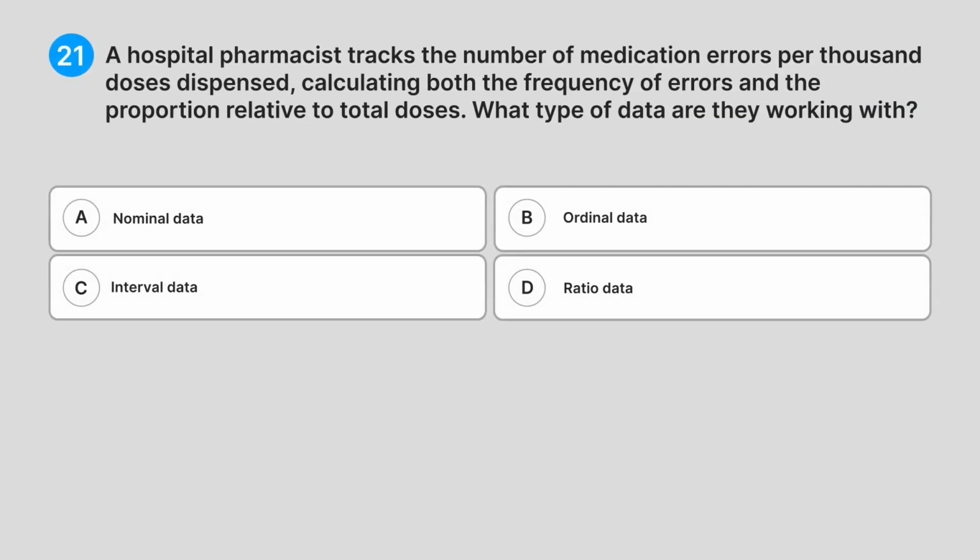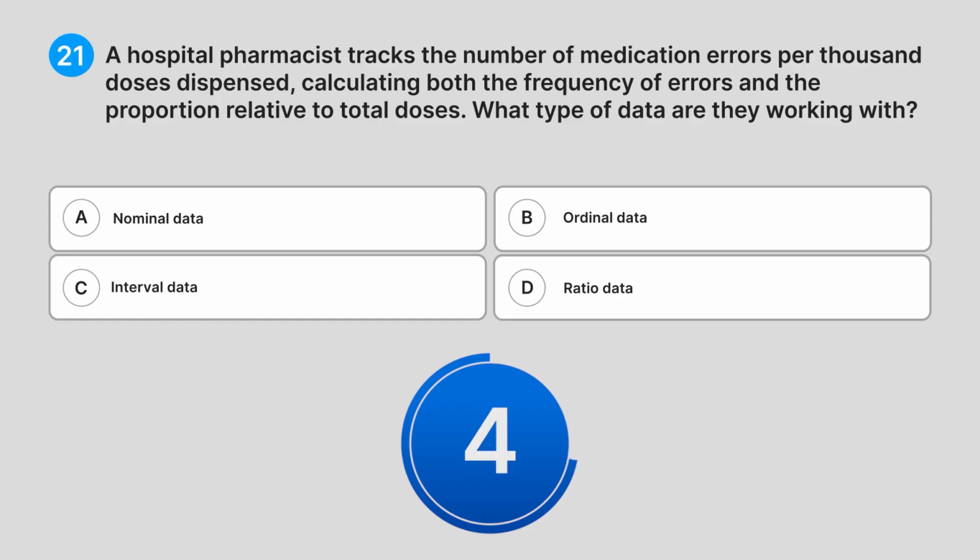21. A hospital pharmacist tracks the number of medication errors per 1,000 doses dispensed, calculating both the frequency of errors and the proportion relative to total doses. What type of data are they working with? A. Nominal data. B. Ordinal data. C. Interval data. D. Ratio data. Can you guess the answer?